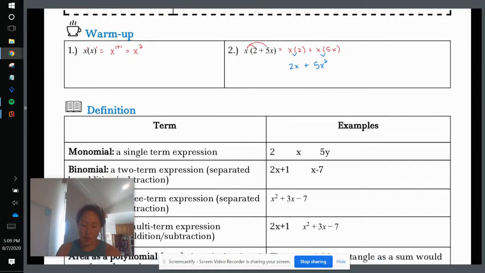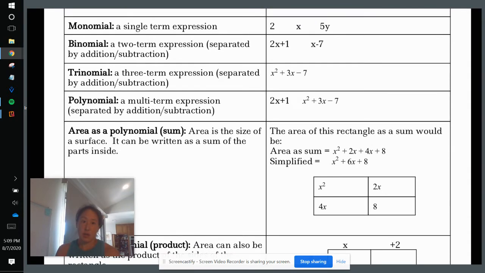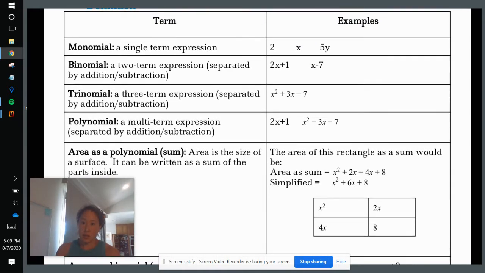Model, we have some vocab: monomial, binomial, trinomial, polynomial. A monomial is a one-term expression. So like 2 is a monomial, x is a monomial, 5y is a monomial. A binomial has 2 terms, so 2 pieces added together. So like 2x plus 1, 2 pieces added together, like bicycle. Okay, so x minus 7, two numbers being added together. Well, subtraction. Addition and subtraction are the same, really.